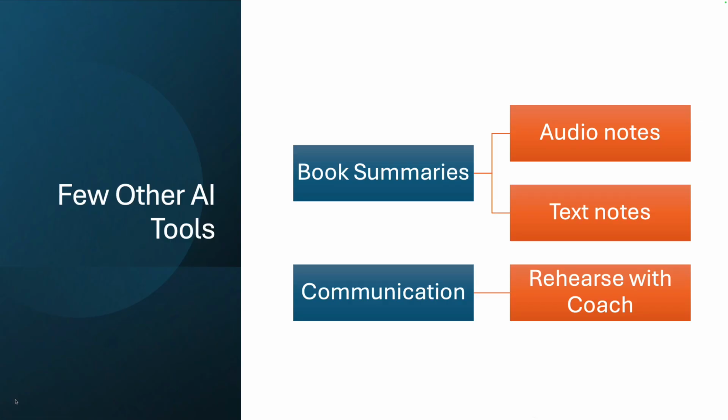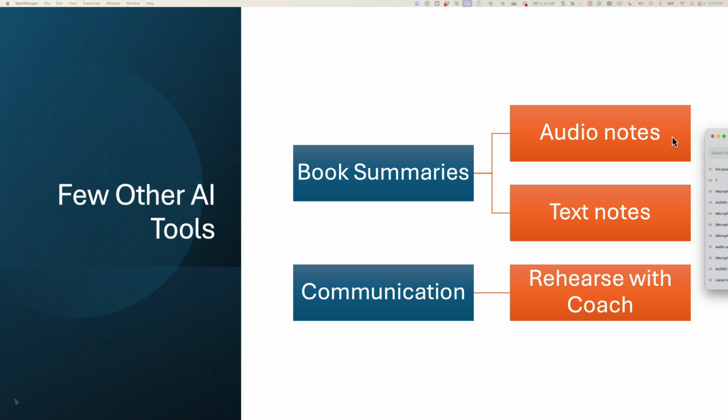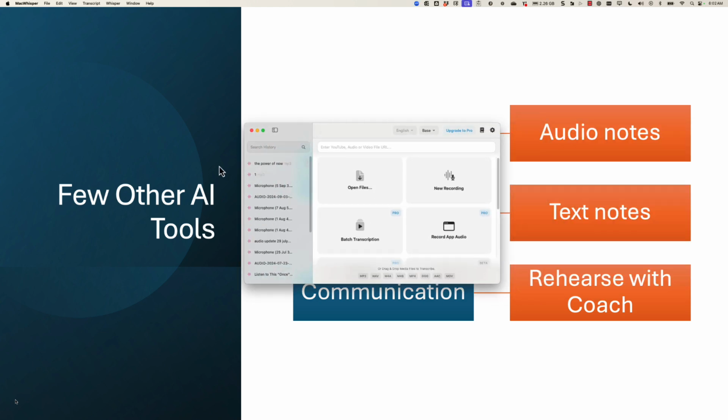Also, I wanted to talk about a few other AI tools that can be leveraged in the context of creating similar book summaries. The first one is leveraging audio notes, and the second one is through text notes. For the audio notes, I am going to use this tool I have on my Mac called MacWhisper. It essentially uses the Whisper API of OpenAI, the same company which created ChatGPT. It looks somewhat like this, wherein you can open a file or create a new recording.